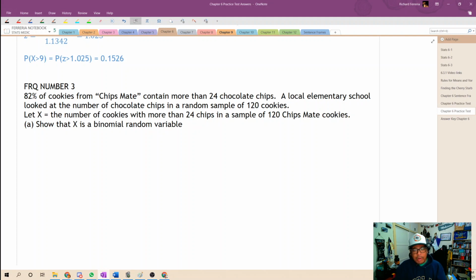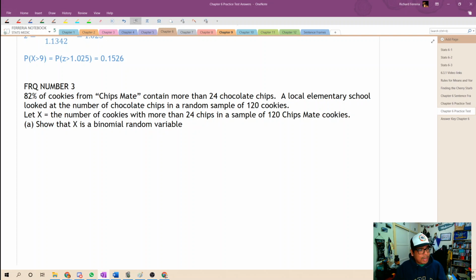We've got FRQ number 3 today, and 82% of cookies from ChipsMate contains 24 chocolate chips or more. A local elementary school looked at the number of chocolate chips in a random sample of 120 cookies. So there's a lot of numbers floating around here, but the thing to know is that the 24 chocolate chips is not really a number that matters to this problem. We just want to know a lot of chocolate chips or not a lot of chocolate chips.